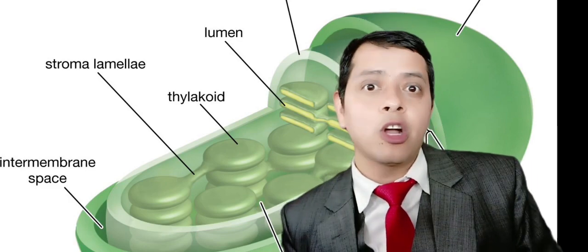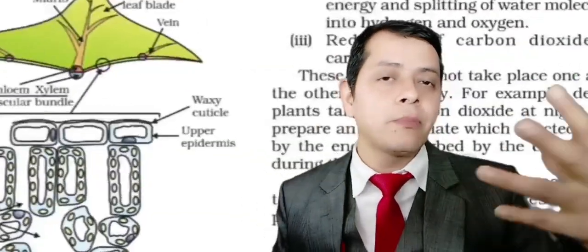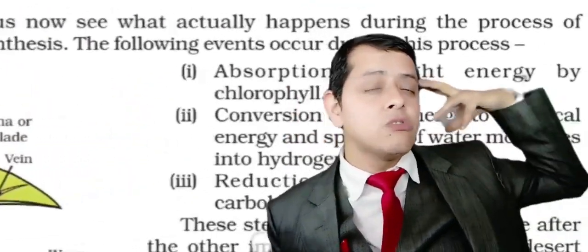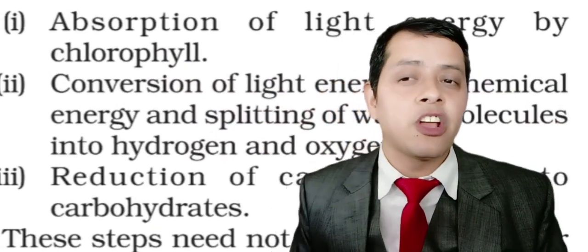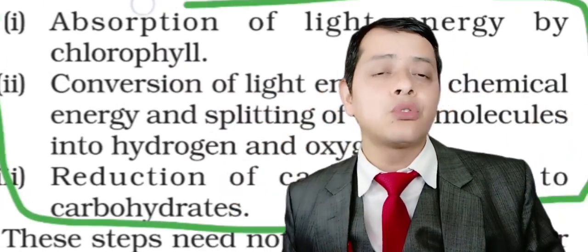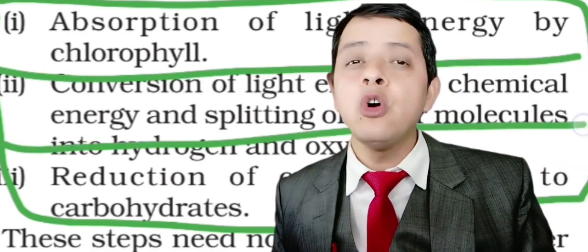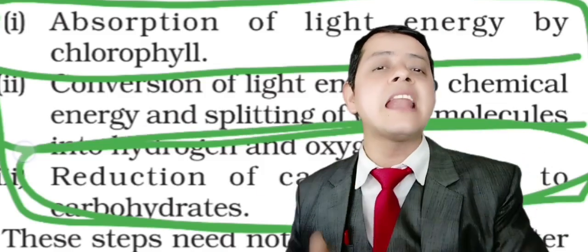Whereas when we talk about light phase, what are the steps? You can see absorption of light by the green color pigment called chlorophyll, conversion of light energy to chemical energy, splitting of water into hydrogen and oxygen, whereas oxygen is released outside, whereas hydrogen is further broken down into protons and electrons, which will be used for preparing the ATP and NADPH2.